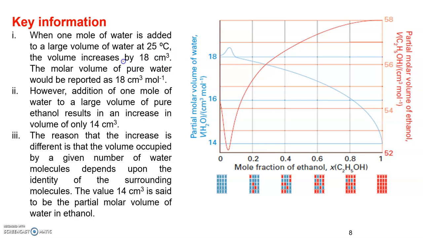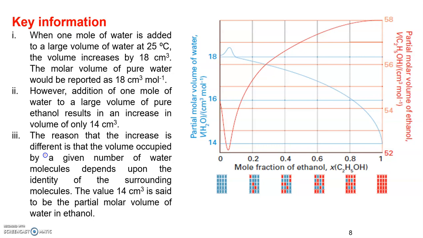However, if we have ethanol and we add 1 mole of water to the ethanol, the increase of volume is only 14 centimeter cube. Why? Because the volume occupied by a given number of water molecules depends upon the identity of the surrounding molecules. The value of 14 centimeter cube is said to be the partial molar volume of water in ethanol.